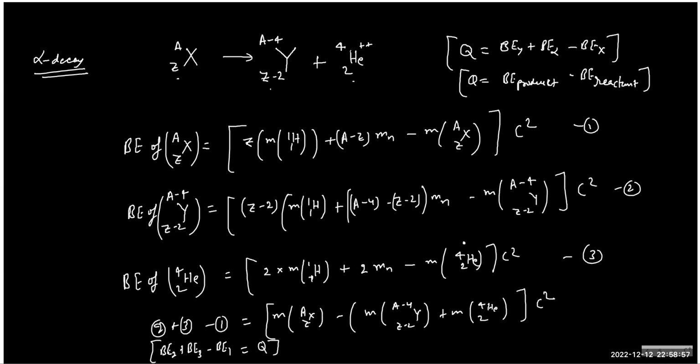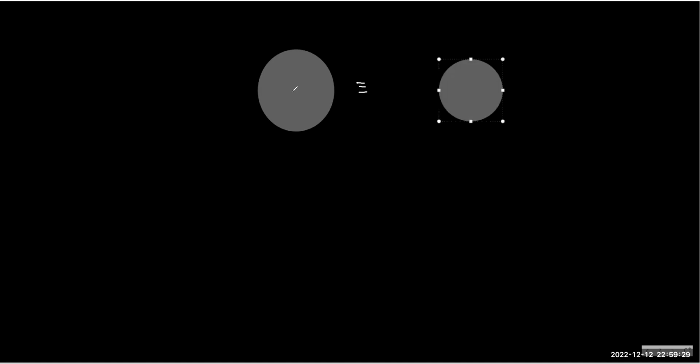So we got the Q value. Now we know alpha decay is a very common collision question, which we have solved many times. A gun will fire a bullet, so the gun will recoil, isn't it? So when a nucleus disintegrates, it will also recoil, isn't it? And from the conservation of linear momentum, what can we say? So this is A minus 4, Y.